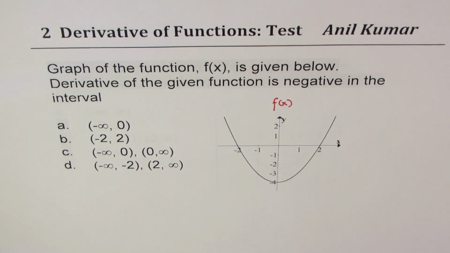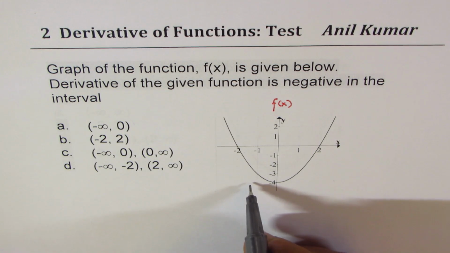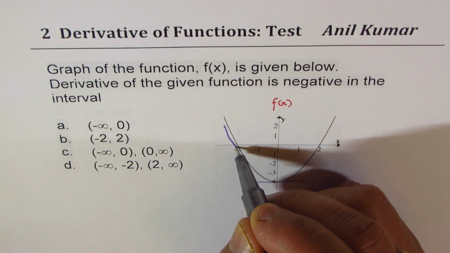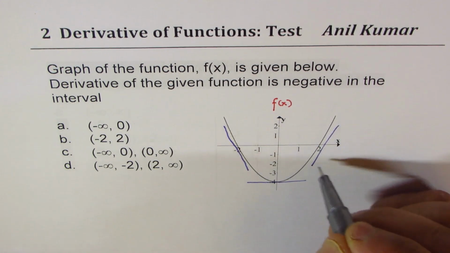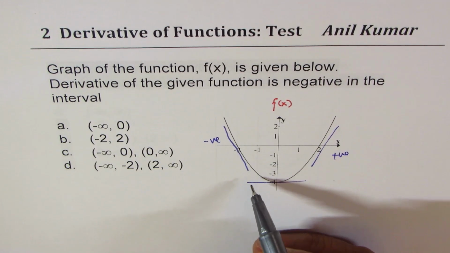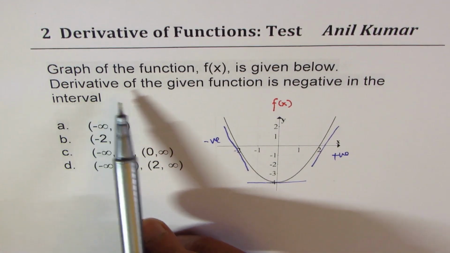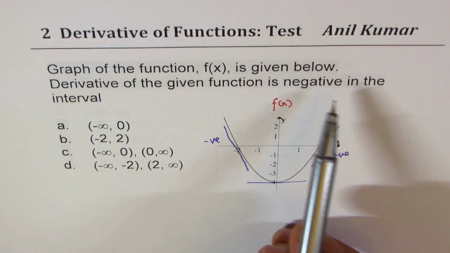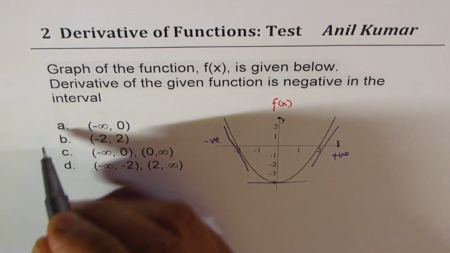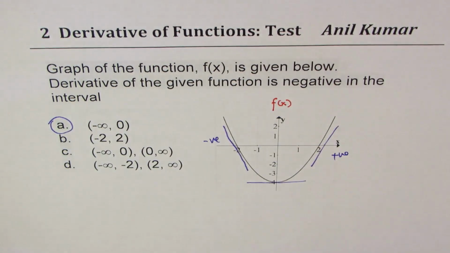So derivative basically is the slope of the tangent line, right? So if you see this graph and if you draw a tangent line at x equals 0, it is horizontal. On the left side, it is negative. On the right side, it is positive, right? So negative means decreasing. Derivative of the given function is negative in the interval minus infinity to 0, right? So that's the correct answer, which is option A, right?